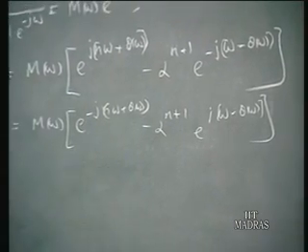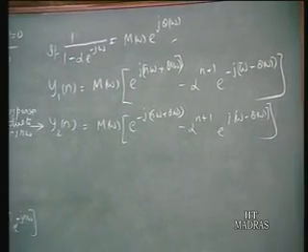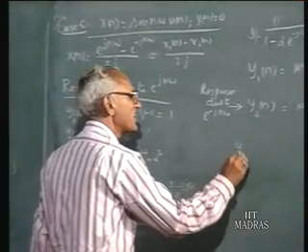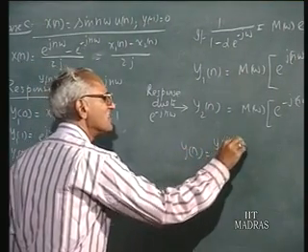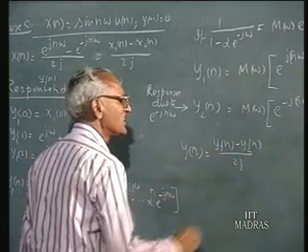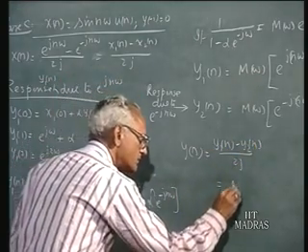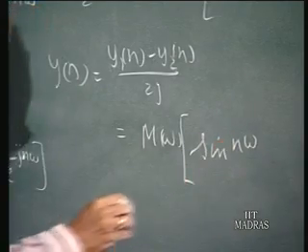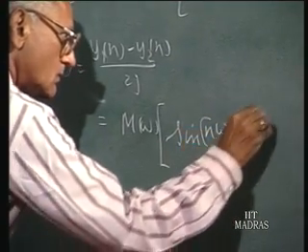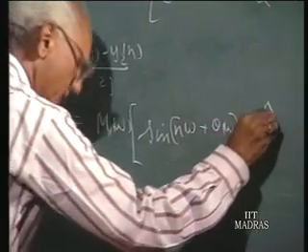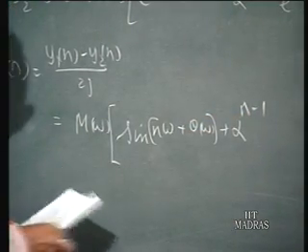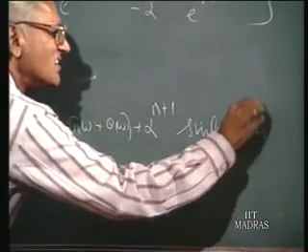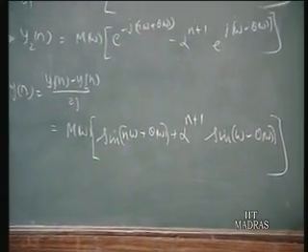Now, since the input is the difference of these two functions divided by 2j, the total solution must be the same combination. Therefore, we also have y[n] equals (y1[n] − y2[n]) divided by 2j, and this can be shown to be equal to M(ω) [sin(nω + θ(ω)) + α^{n+1} sin(ω − θ)]. So, that is the final solution due to this sinusoidal forcing function.